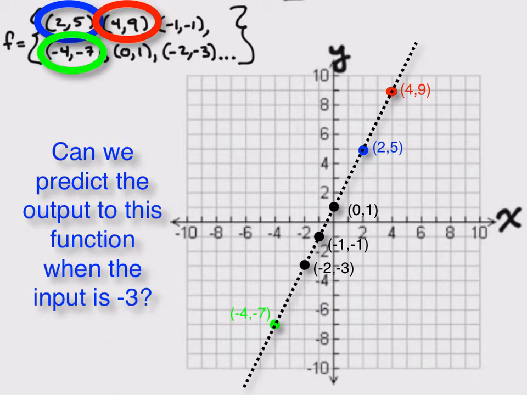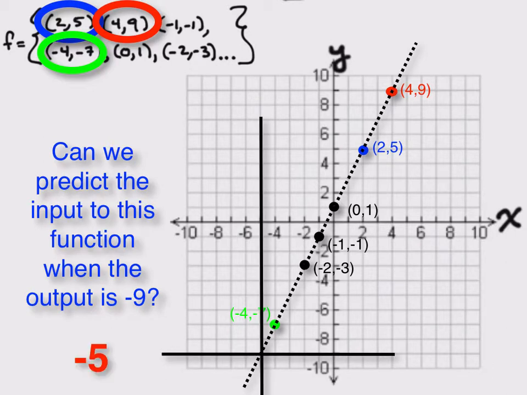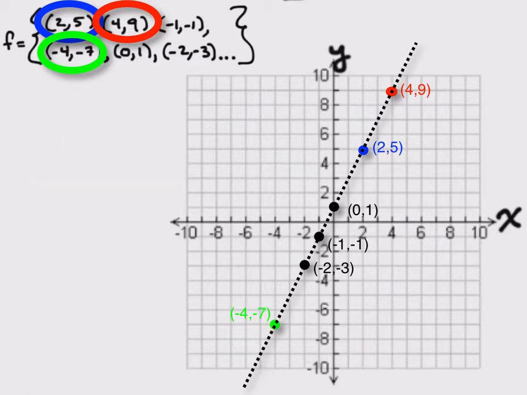Well, can we use this to predict the input to this function when the output is -9? Absolutely. Let's find -9 on the output axis, and it appears that the input that goes with that should be -5. So just goes to show that being able to draw a picture of these input-output pairs graphically might really help us understand a little bit more about the relationship.